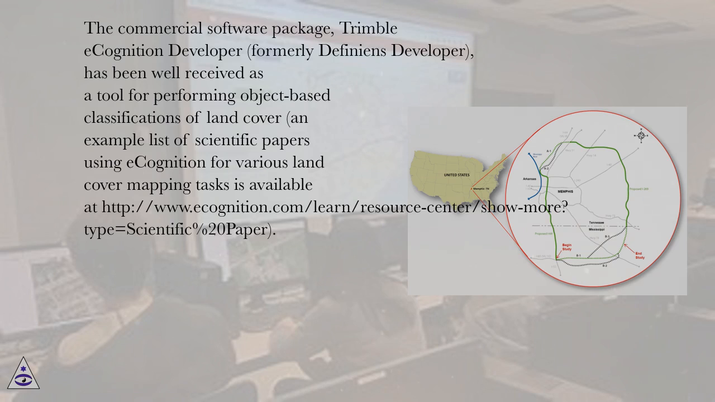The commercial software package, Trimble eCognition Developer, formerly Definiens Developer, has been well received as a tool for performing object-based classifications of land cover. An example list of scientific papers using eCognition for various land cover mapping tasks is available at http://www.ecognition.com/learn/resource center/show more. Type equals scientific %20 paper.